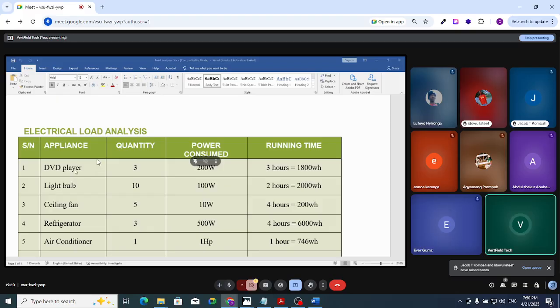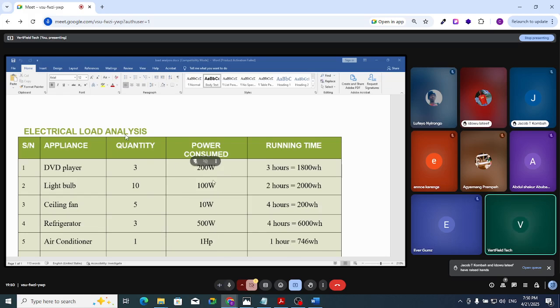For the DVD player, the quantity is 3, power consumed 200 watt, running time 3 hours. For the light bulb, quantity is 10, power consumed 100 watt, running time 2 hours. For the ceiling fan, the quantity is 5, power consumed 10 watt, running time 4 hours. For the refrigerator, quantity is 3, power consumed 500 watt, running time 4 hours. For the air conditioner, quantity is 1, power consumed 1 horsepower, running time is 1 hour.